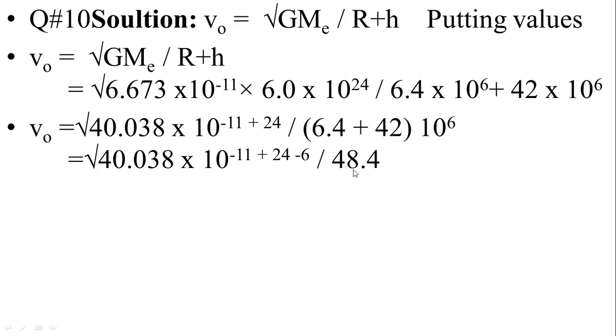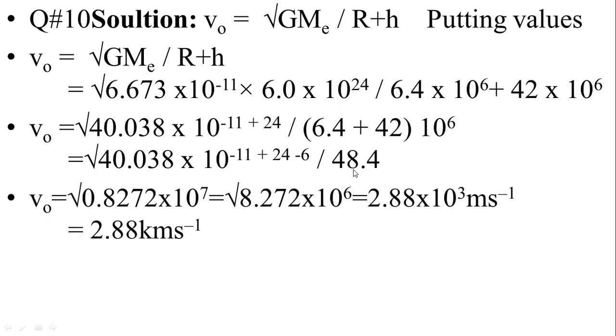Now divide 40.038 by 48.4. Then the value becomes 0.8272 multiplied by 10 to the power 7. The decimal place moves from this point to this point, so 10 raised to power minus 1. The equation becomes V naught is equal to 8.272 multiplied by 10 raised to power 6, whole square root. Taking square root, 8.272 gives 2.88, and the square root of 10 raised to power 6 is 10 raised to power 3.